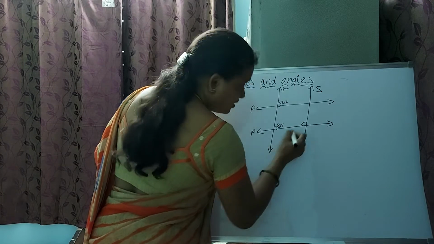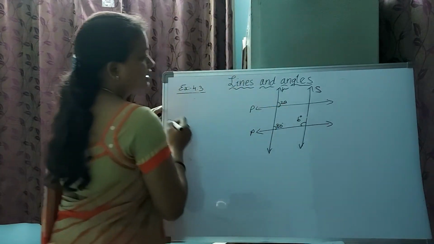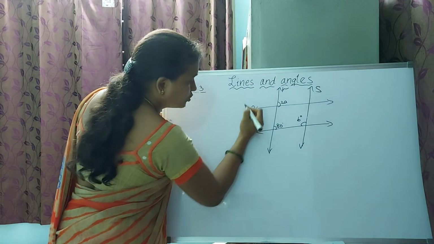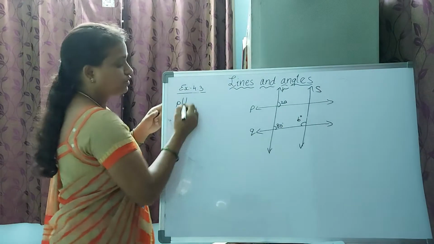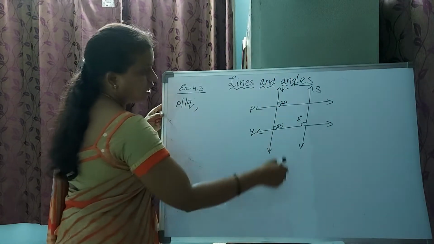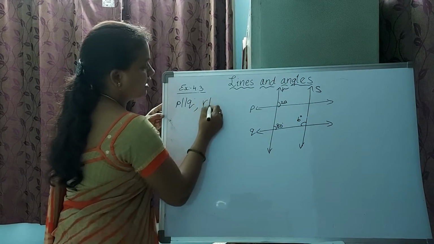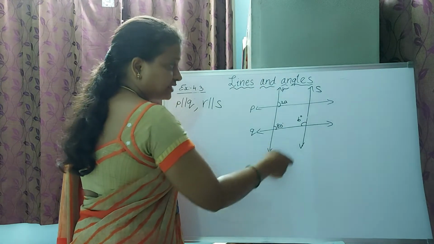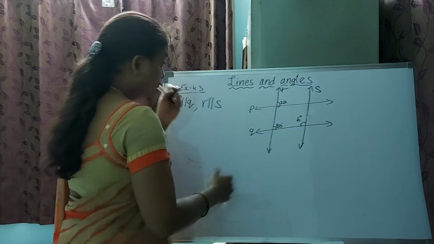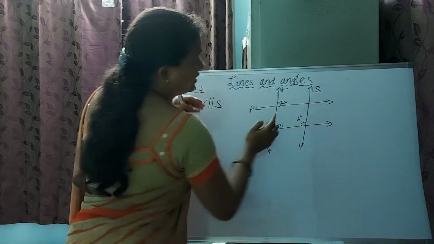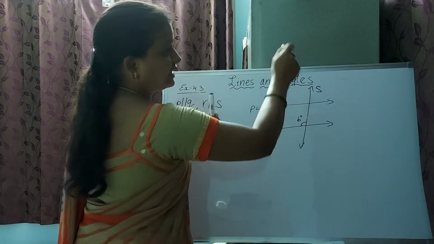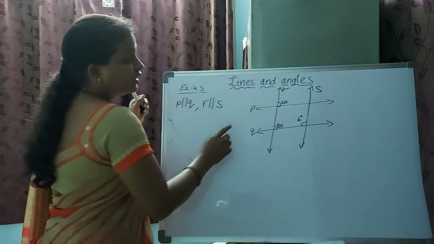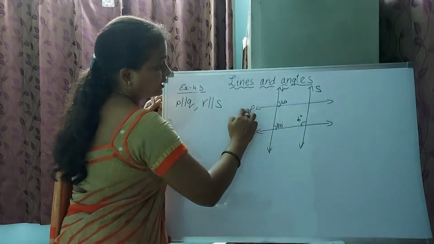Here B degrees. We have to find out. P is parallel to Q. Also, R is parallel to S. If you take these two parallel lines, you have to think that this is a transversal for them. Turn this figure like this and think that these are the transversal for these parallel lines.